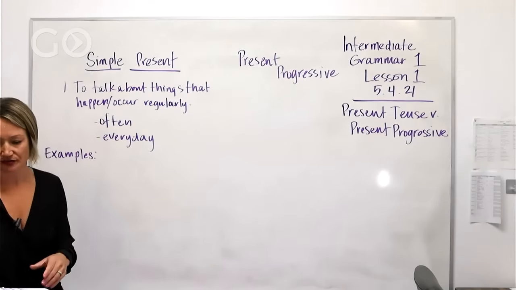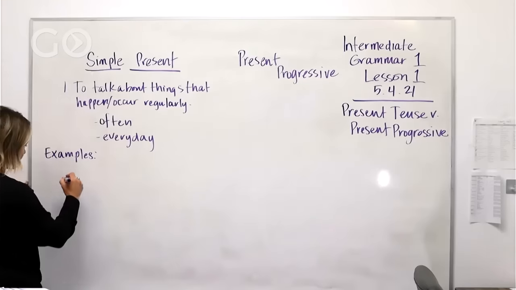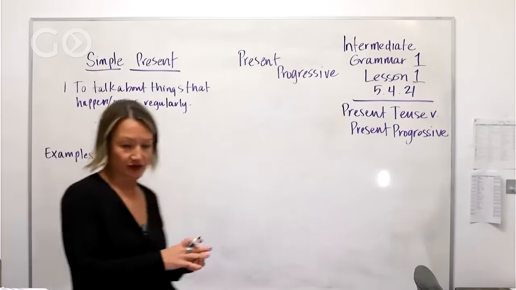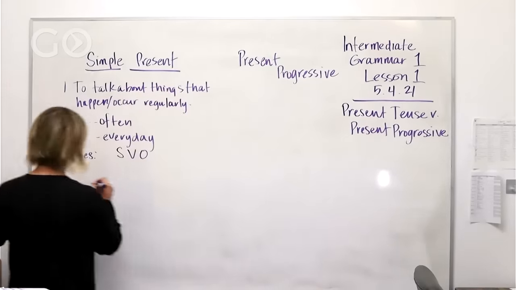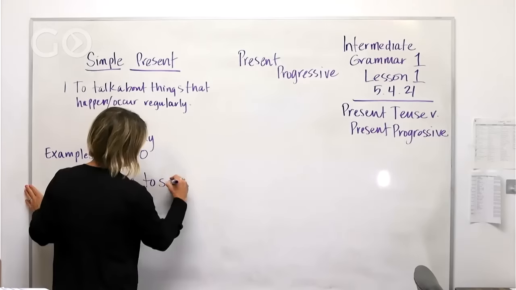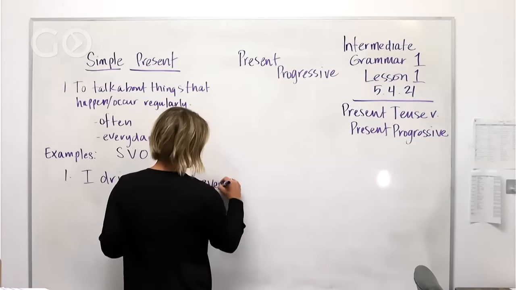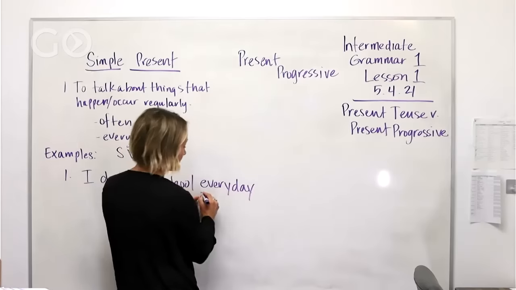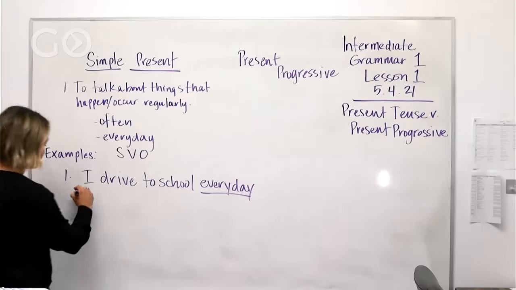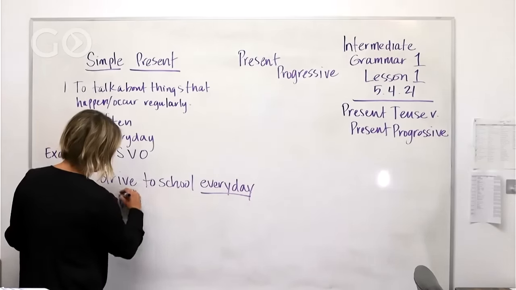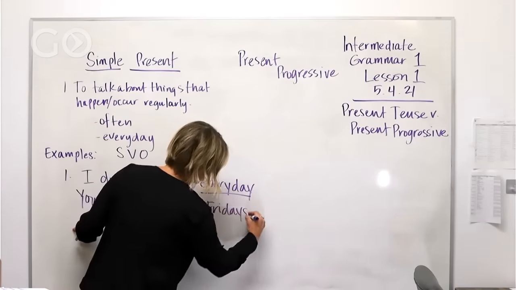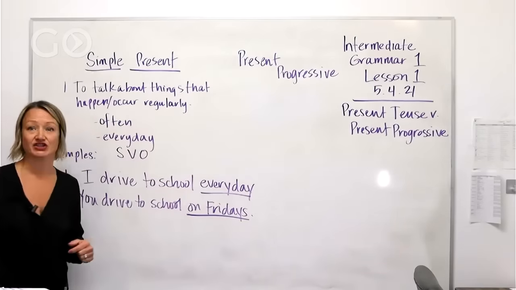Let's make a couple sentences here. So remember, in English, we always do subject, verb, object, right? That's always the order for our sentences in English, okay? So some examples. I drive to school, let's do this every day, okay? Now, you're seeing just by this word, you guys, that it is something that happens regularly, okay? Regularly. You drive to school on Fridays, okay? So here's another way of describing or giving more information, okay?